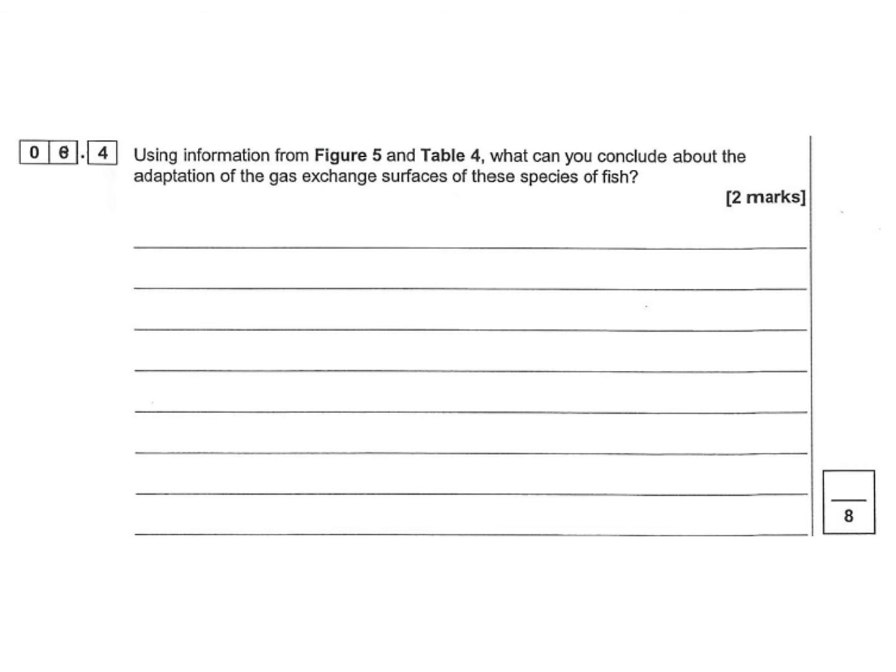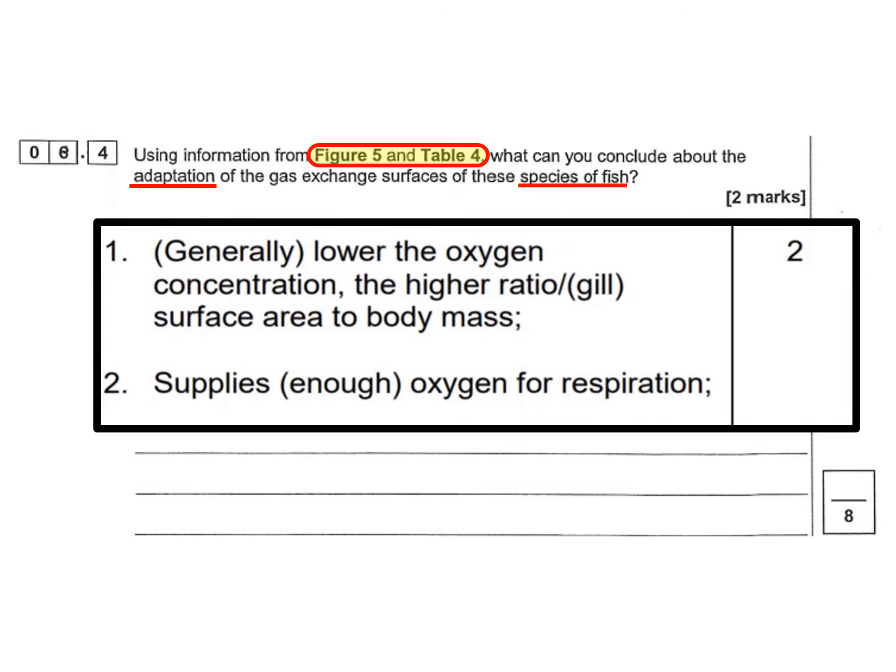Okay, question 8.4 then, it says using information from figure 5 and table 4. So again, we're using the graph and the table, we're using the headers and the data. What can you conclude about the adaptation of the gas exchange surfaces of these 3 species of fish? So I would definitely start with A. fimbriae and say the lower the oxygen concentration in the water, the O2 is dissolved in the water, the higher the ratio of the gill surface area to body mass.